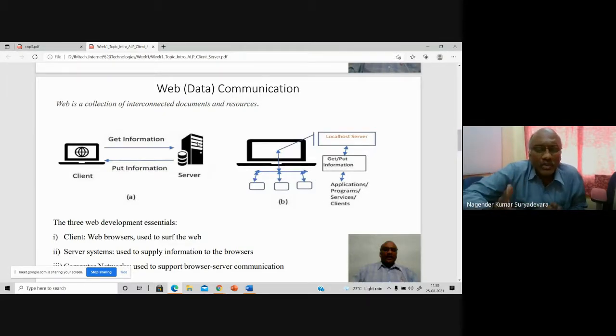Please remember, you also have a server. Basically, it is a software program. A server is basically a software program which is running on that computer. Please remember, a software program itself. That computer is made to act like a server.